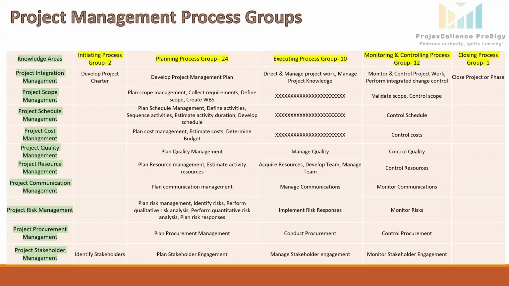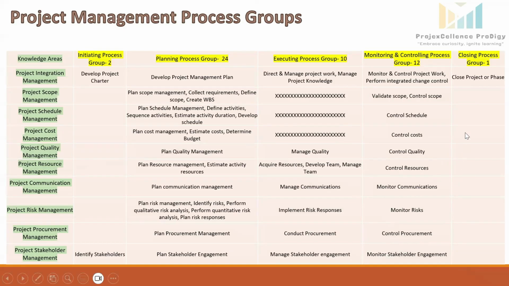Next, manage stakeholder engagement. This process is about keeping stakeholders updated, handling their concerns, and making sure their expectations are realistic. It involves building good relationships with them and ensuring they stay involved and supportive throughout the project.